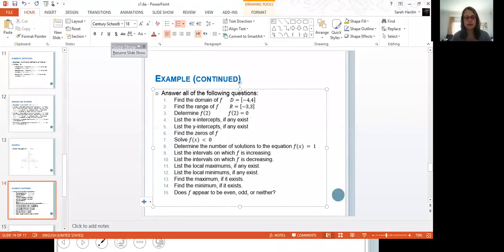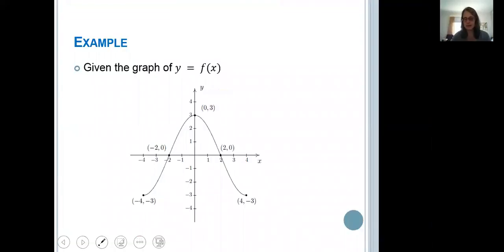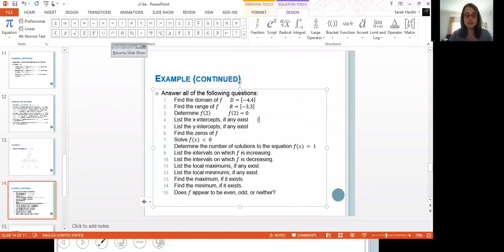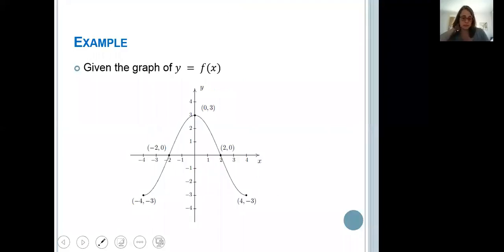So now, let's talk about x-intercepts. X-intercepts, remember, are where the graph crosses the x-axis. We've got an x-intercept right here at the point -2, 0, and an x-intercept right here at the point 2, 0. X-intercepts are points, so we're going to list them as ordered pairs, so -2, 0, and 2, 0. Okay?